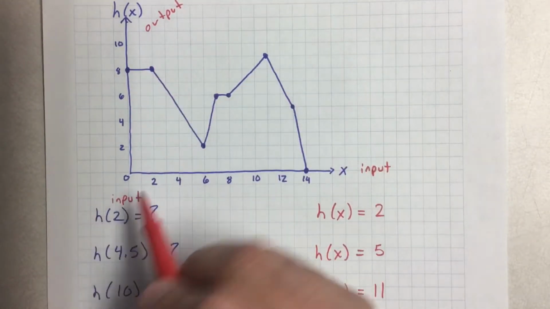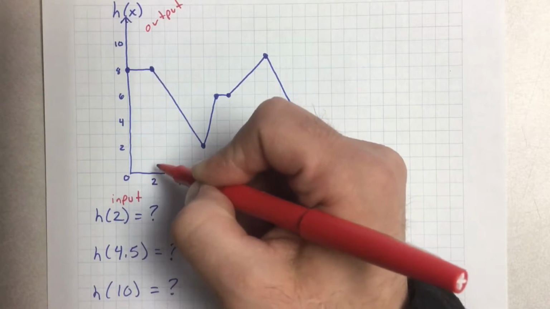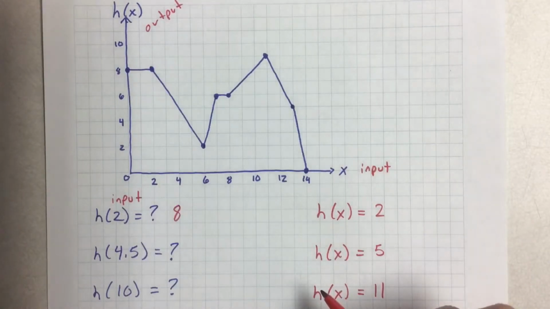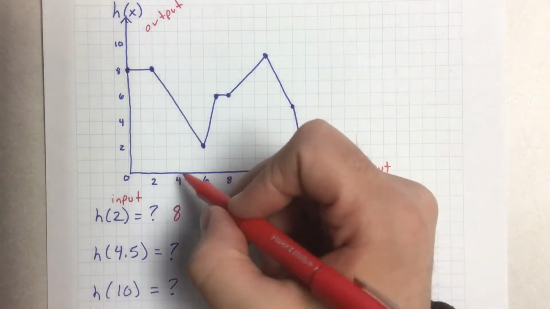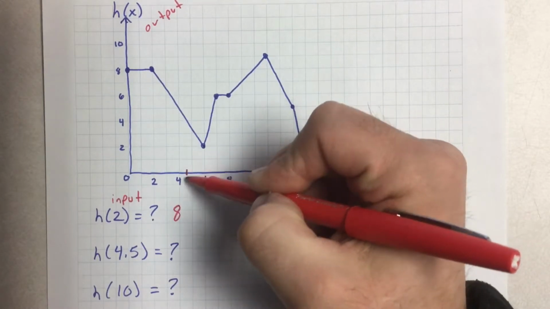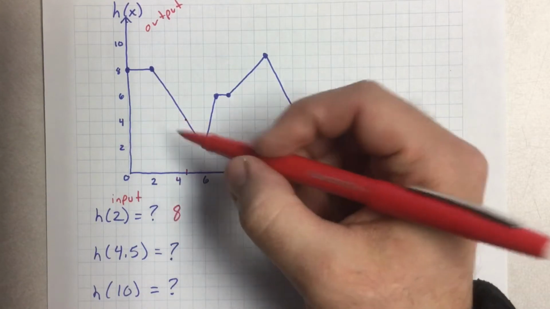So again, we inputted 2 into the function. We don't know what the function is. When I place 2 into the function, this tells us that we end up at 8. Okay. So when I put in roughly 4.5, which is roughly right in here, I move up until we hit the graph. It appears that we're at 4.